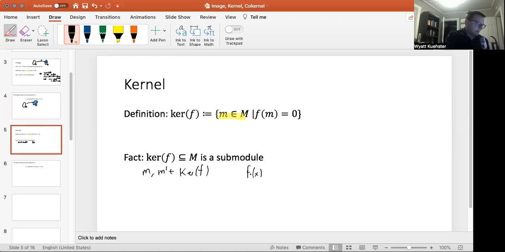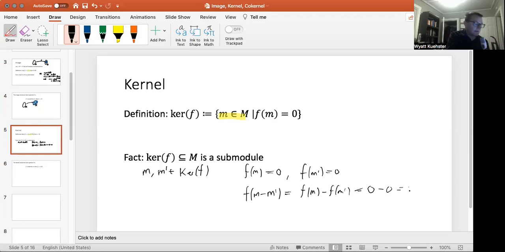f of m equals 0, that's what it means to be in the kernel. And f of m prime equals 0. So then we want to know if m minus m prime is in the kernel. So we'll look at f of m minus m prime, but this equals f of m minus f of m prime, which is just 0 minus 0, and that's 0. So this is in the kernel. And then also f of rm is r times f of m, because f was a module homomorphism, and this is 0 as well. So the kernel is a submodule.